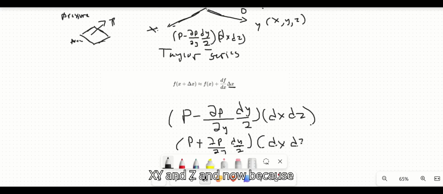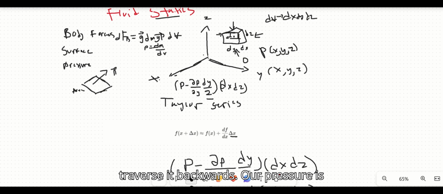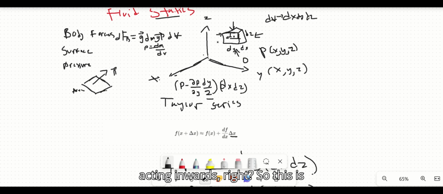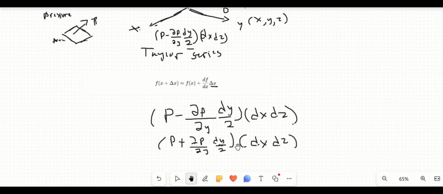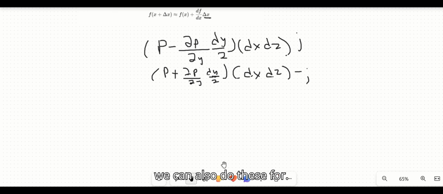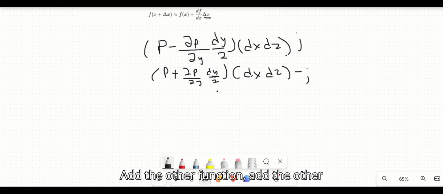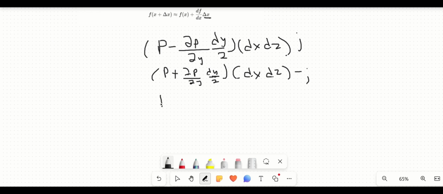dx and dz. And now because this one we moved backwards, we traverse backwards, our pressure is acting inwards, right? So this is the j direction. So this is going to be j, and this one's going to be the inverse, which is negative j. Okay, now we can also do this for the other directions, x and z. So I'll go ahead and do that.